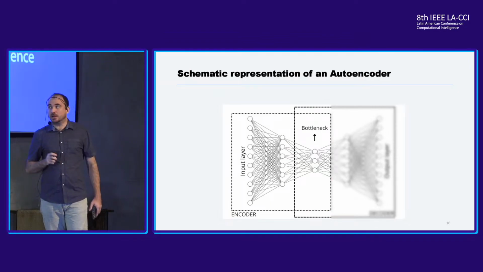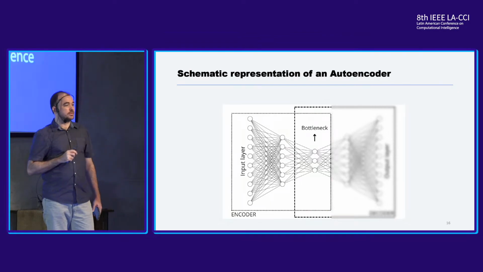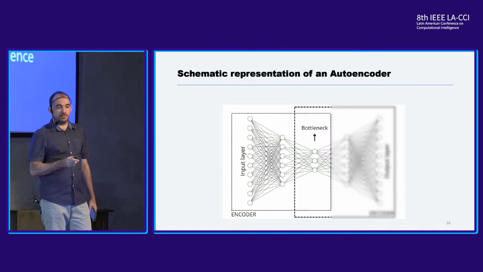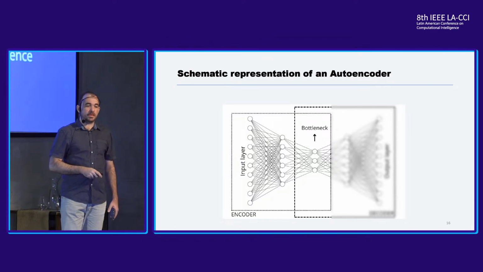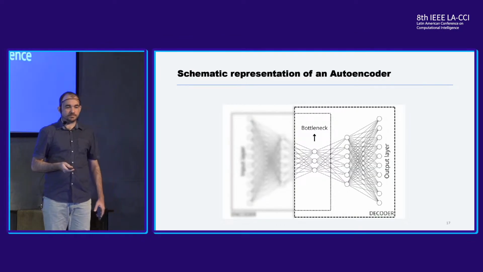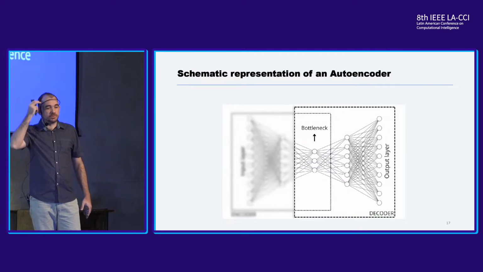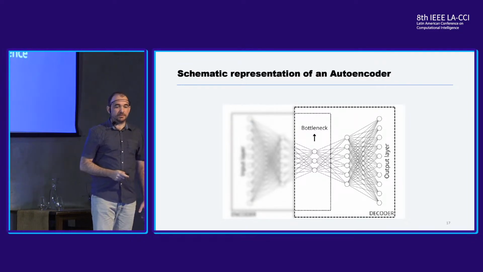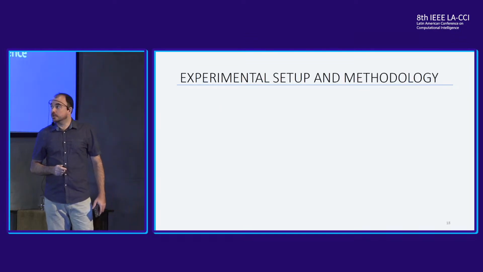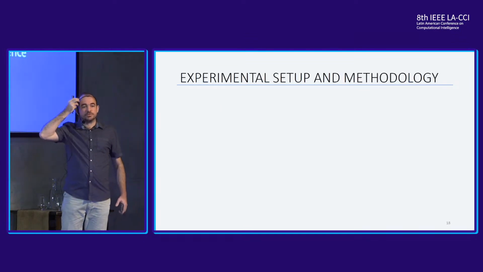An autoencoder has two submodels. The first submodel is the encoder, represented here in highlights. The other submodel is the decoder, which goes from the bottleneck to the output layer. Okay, let's see the experimental methodology and results.